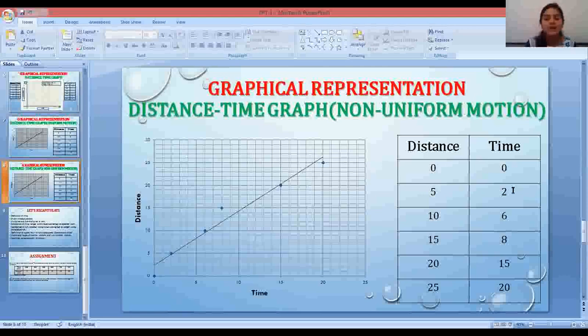As we defined non-uniform motion earlier, it is either unequal distance in equal intervals of time, or equal distance in unequal intervals of time. So here, if we see 2, 6, 8, 15, 20, there is no uniformity at all in the time interval taken to measure the distance.